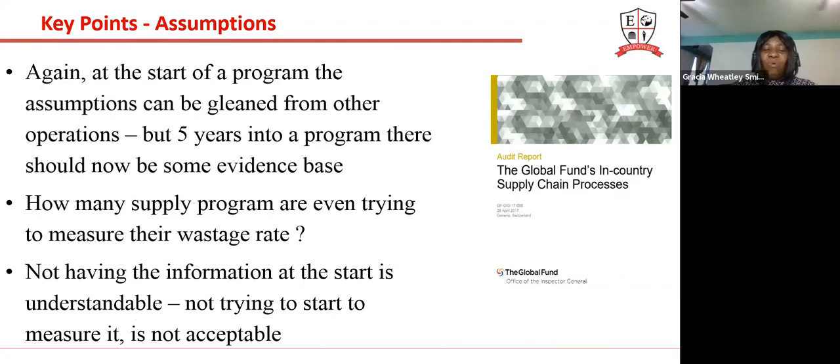How many supply programs are even trying to measure their wastage rate after 5 years? At the beginning, it may not have been possible, but after 5 years you should be able to measure the wastage rate and see where the wastage is occurring, so that you can address those issues and have a better program. Not having the information at the start is understandable. Not trying to measure it is not acceptable.